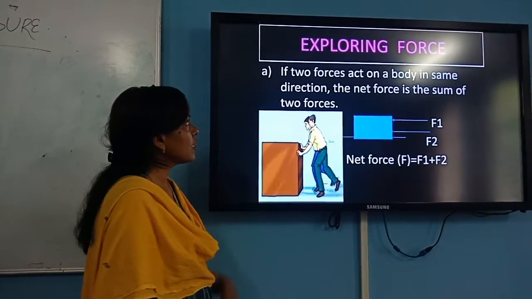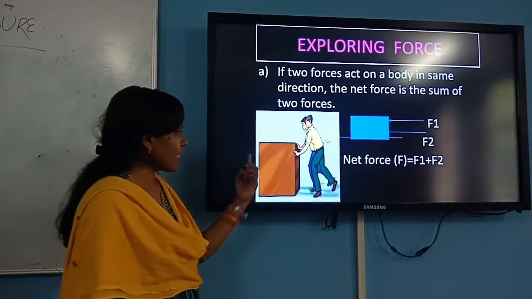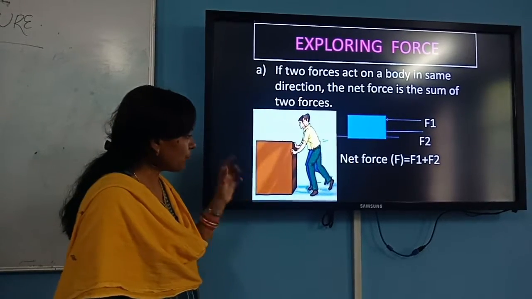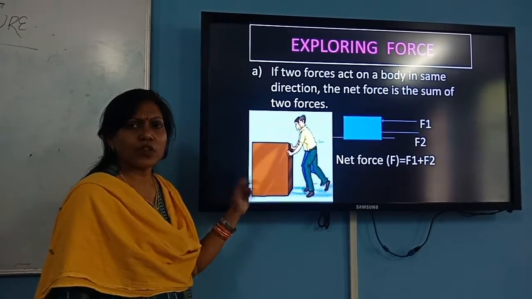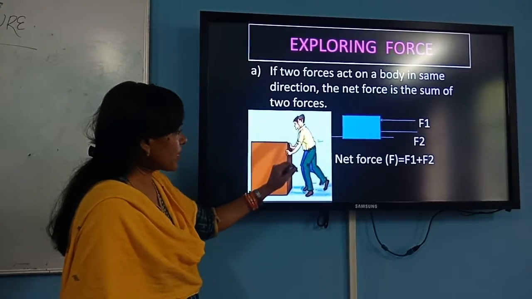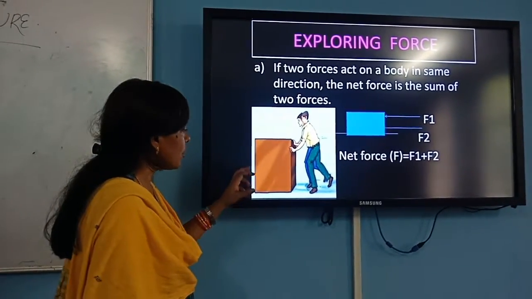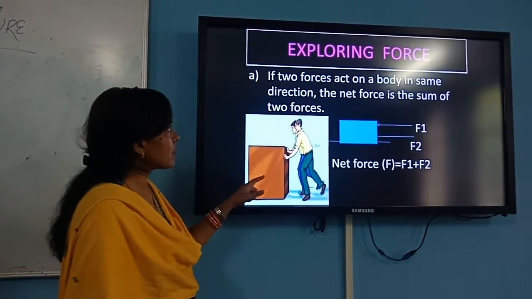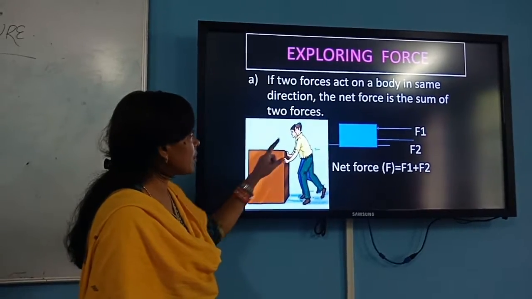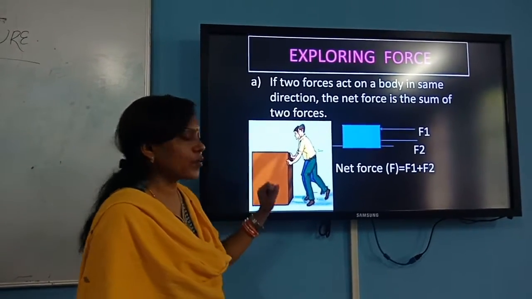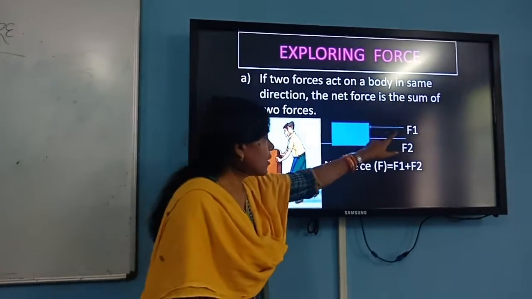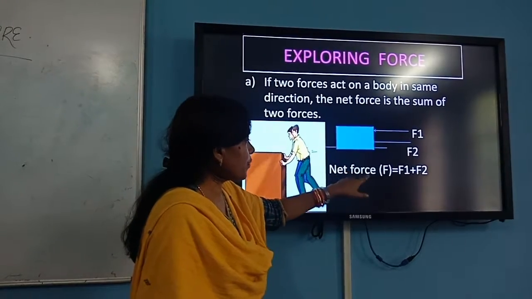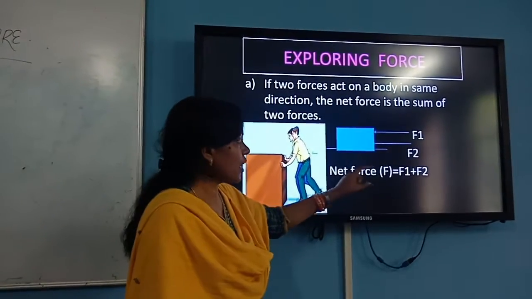Next we discuss exploring force. Here there is a heavy box. If one boy pushes the box, it becomes very difficult to push it. Then two friends or two boys push the box. When the two boys push the box, it becomes very easy to move the box. It means if two forces act on a body in the same direction, then the net force is the sum of the two forces. Here these are F1, F2, two forces acting on the same object. Then the net force is the sum of these two forces, F1 and F2.